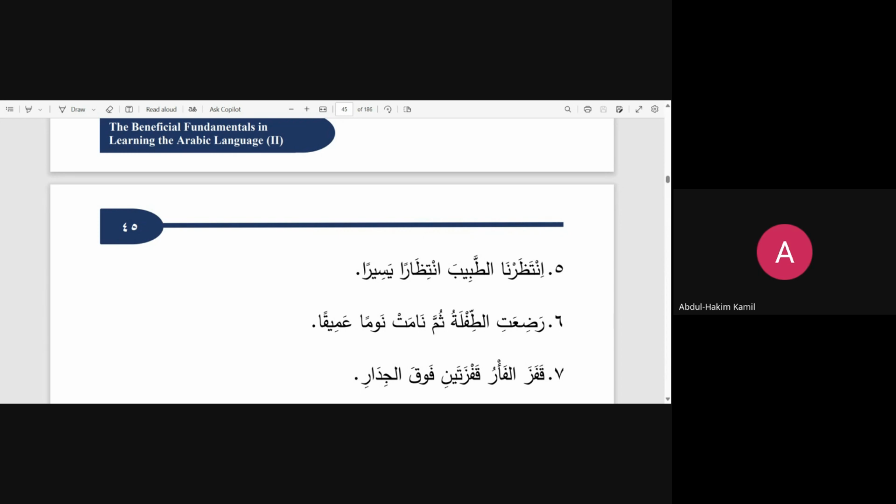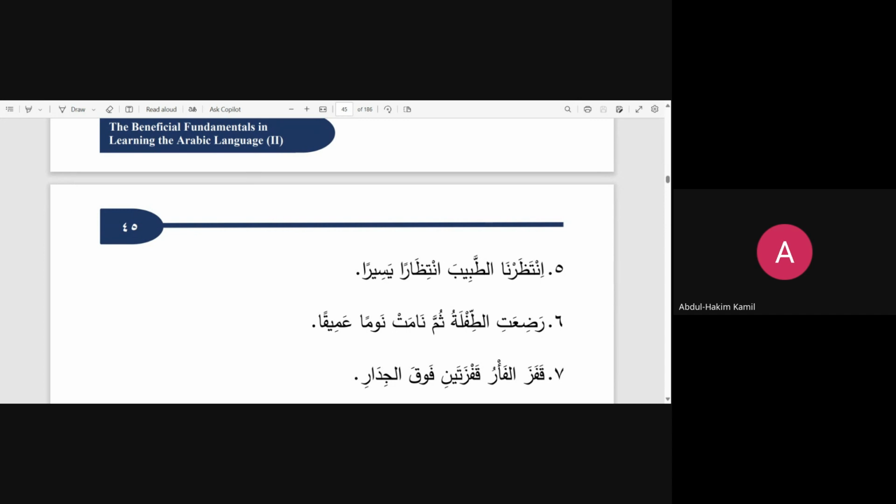But this is online. Are you duck hunters or what? Nah, we've got no duck hunters. There are no stationary targets here. These are sentences, not like words. انتظرنا الطبيب انتظارا كثيرا. You have to put it in groups.